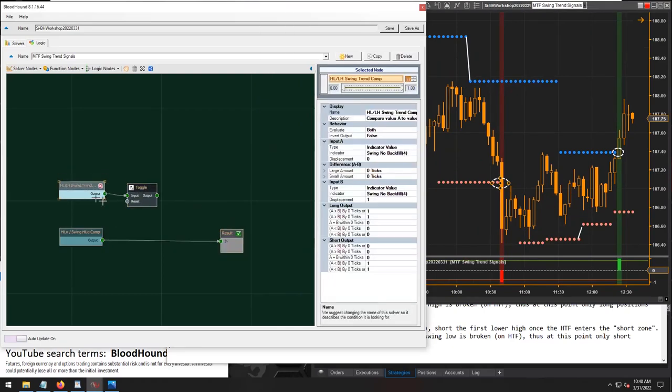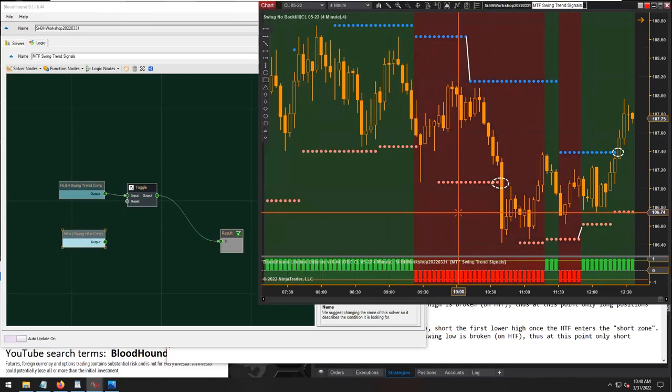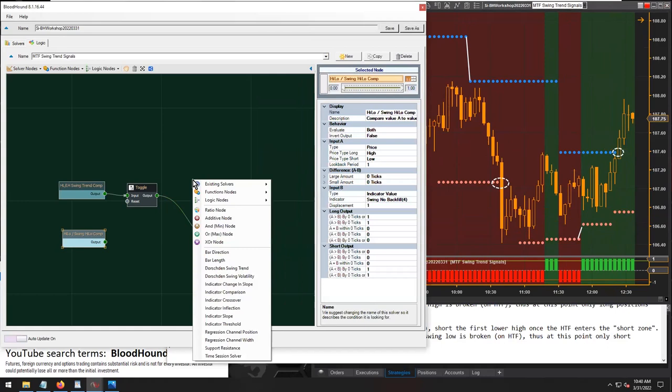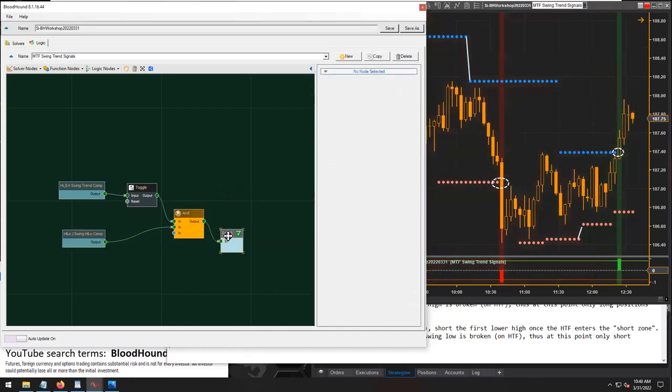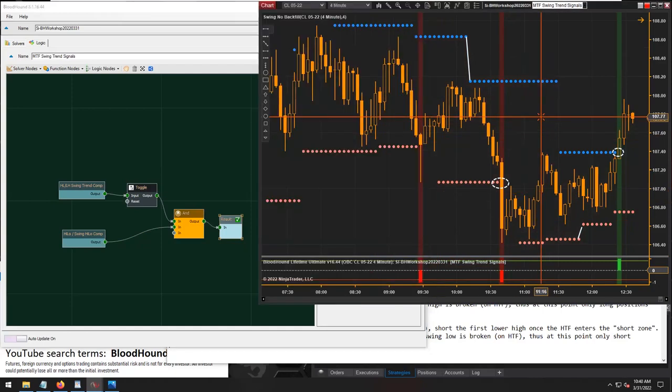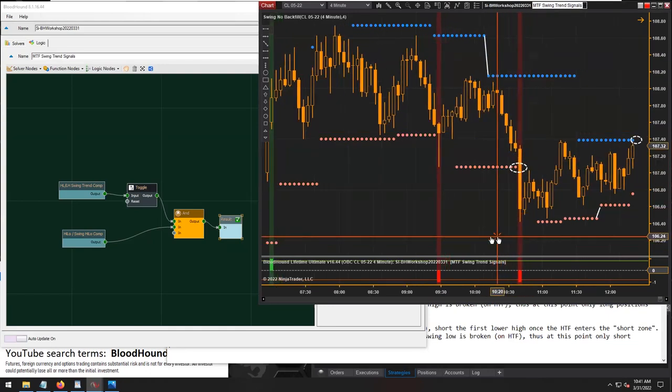Now we're looking for both of these conditions together: the higher lows and a break together. So we need an AND node here. Let's grab an AND node and plug these in together, and let's see what we get. So far so good. Look, the swing highs are stepping down, and then we get a break of the swing low, and we get a short.